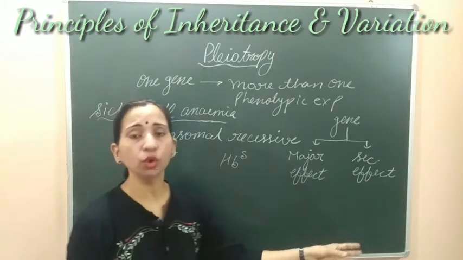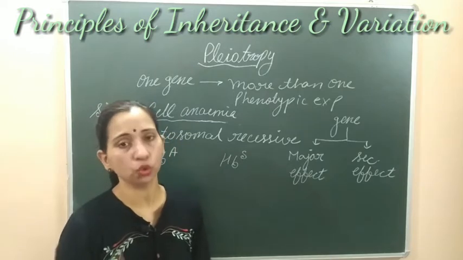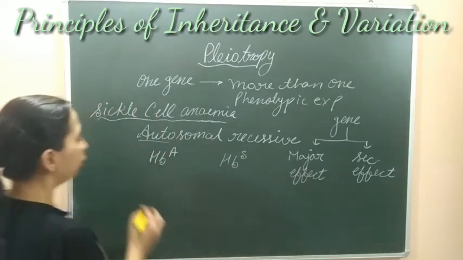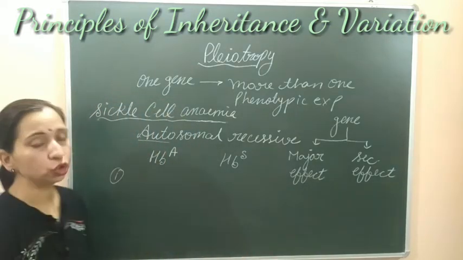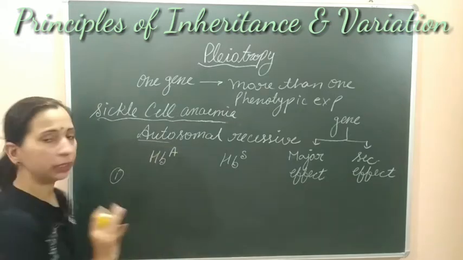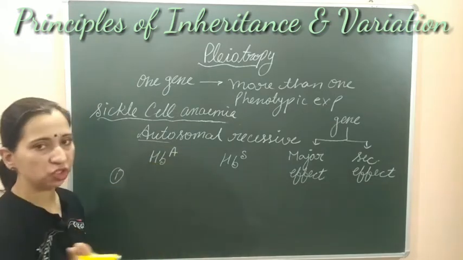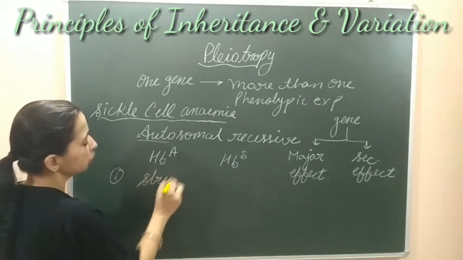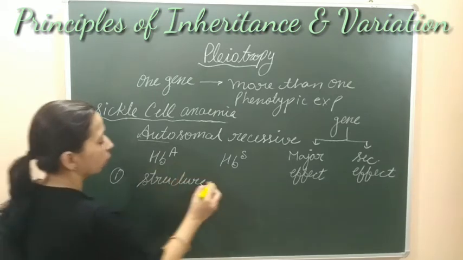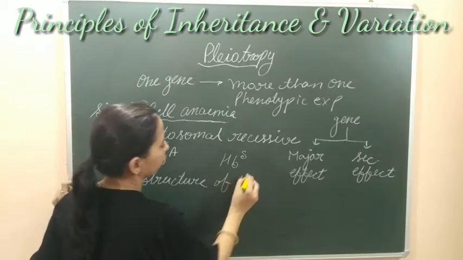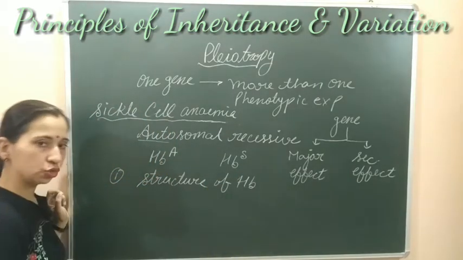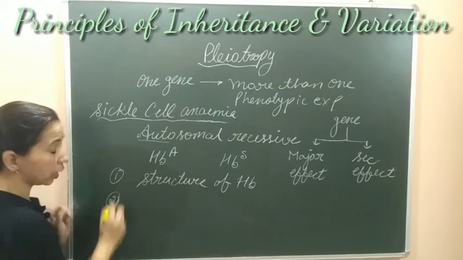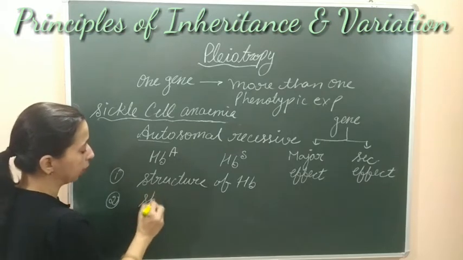तो यहाँ पे कौन से दो phenotypic expression जो है वो control होंगे by the single gene. The first phenotypic expression that was shown by this HBA gene or by these sickle cell genes. The first effect that is the structure of hemoglobin. Structure of hemoglobin is controlled by the same gene, and this another thing that is the shape of RBCs.